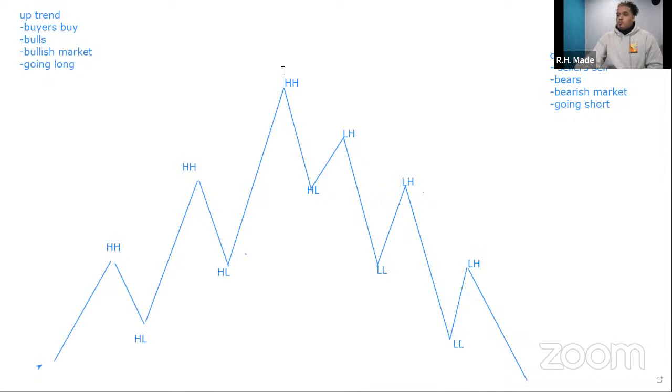When you see a downtrend being formed, that's not when you want to buy. You always want to trade with the trend. So on an uptrend, you only want to buy. On a downtrend, you only want to sell. Now we're going to take a look at what that looks like on the charts. Let me stop sharing my screen real quick.